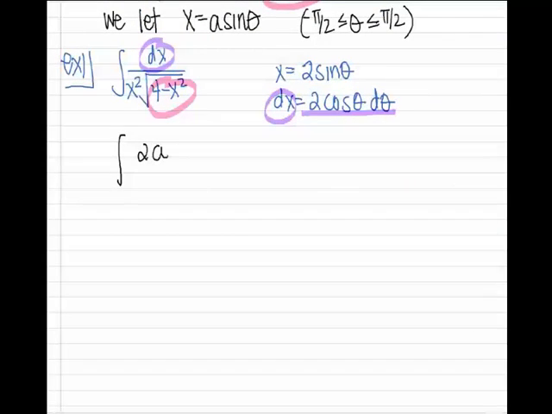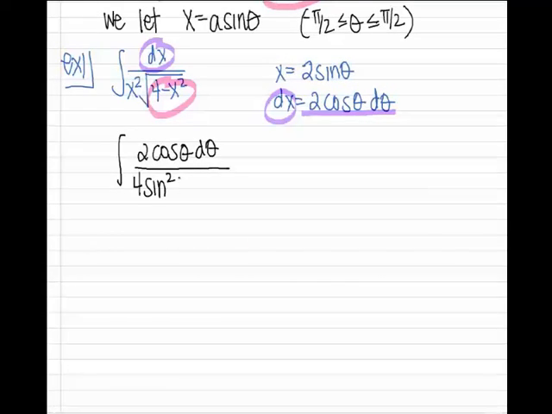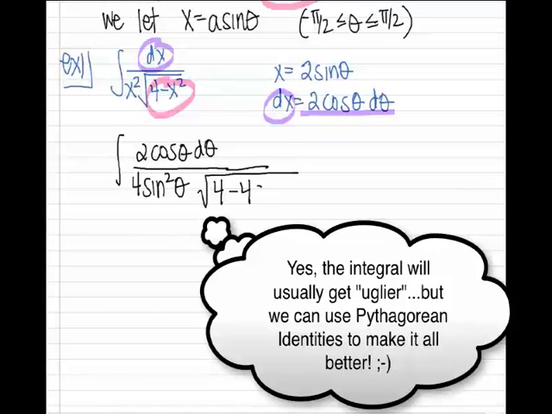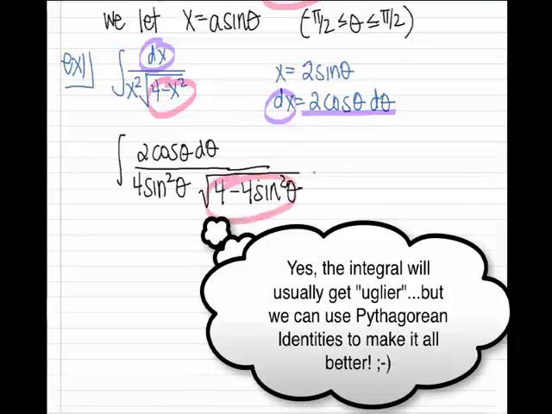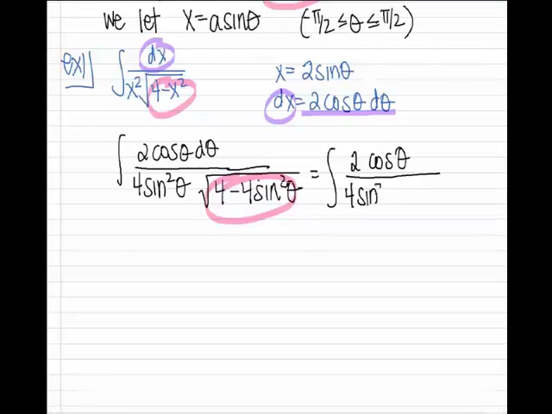So we are going to substitute in 2 cosine theta d theta into our numerator. We have an x squared on the bottom, so that's going to become 4 sine squared theta. And then we have our radical, 4 minus 4 sine squared theta. So let's take a look at this part, the 4 minus 4 sine squared theta. I'm going to rewrite our numerator. I'm going to rewrite the 4 sine squared theta in the front. And I'm going to factor out the 4. So I have 4 times 1 minus sine squared theta.